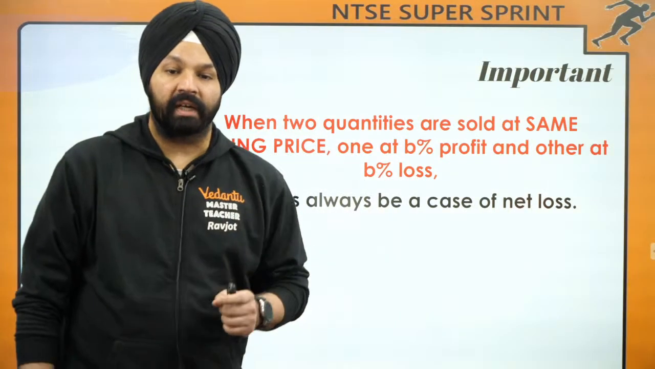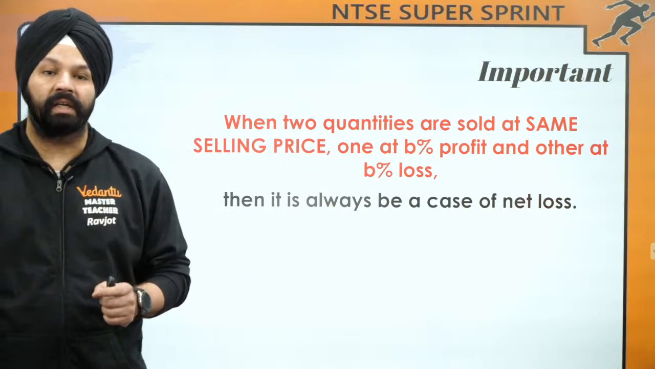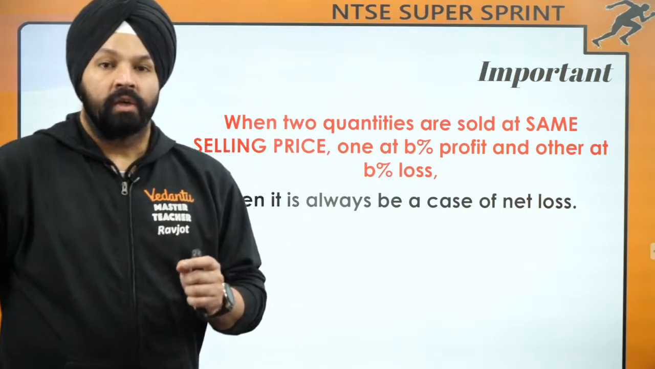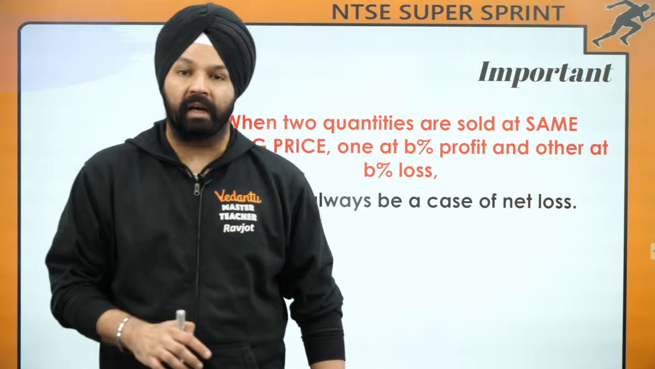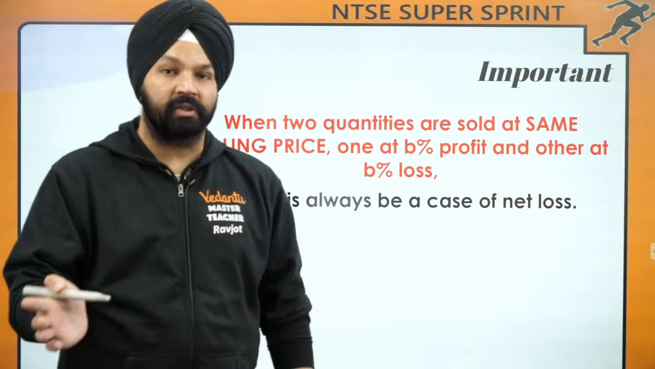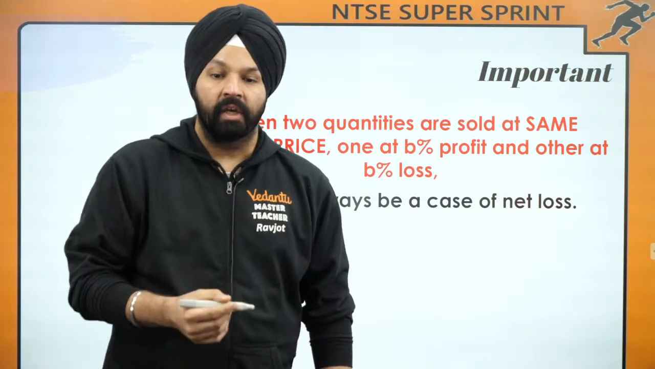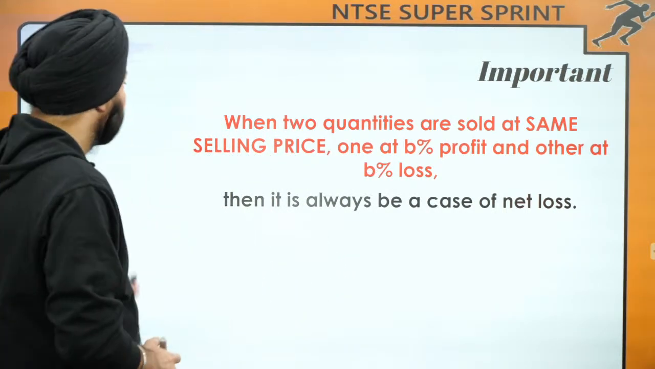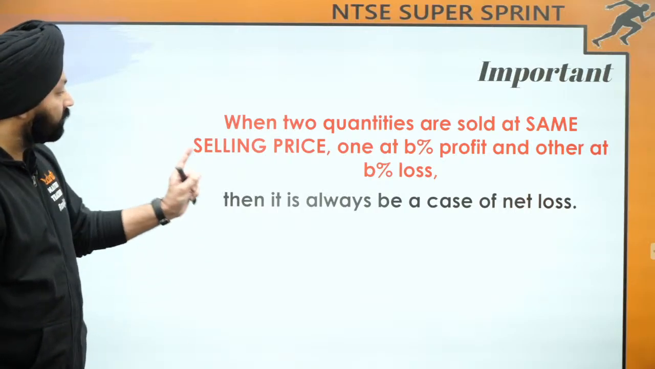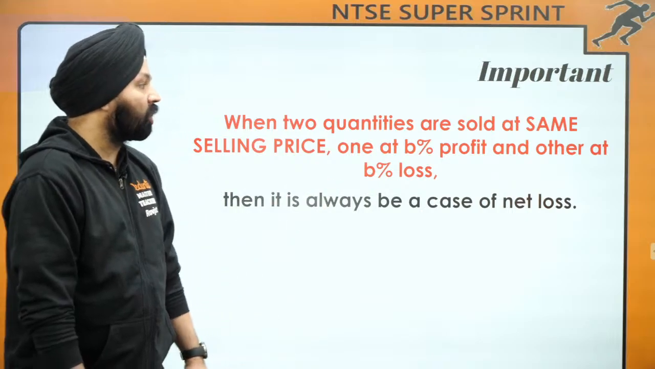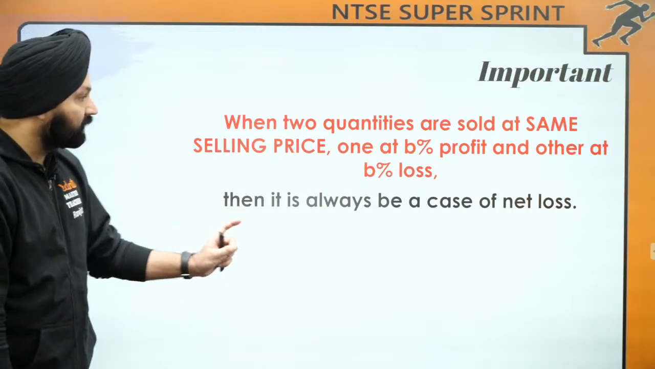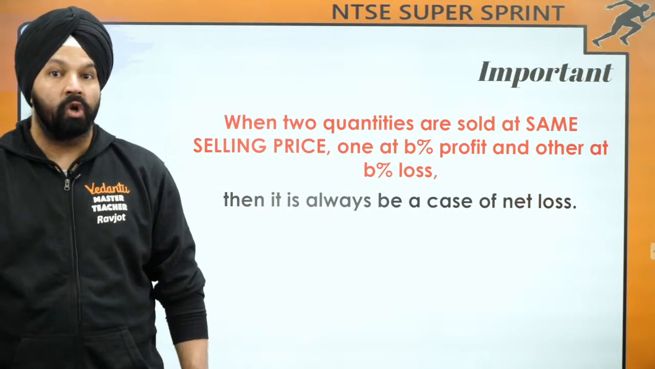Okay, I am starting with the basic funda concerning cost price and selling price, which is an important part of the NTSE exam. They may ask you a question in mathematics, they may ask you a question in mental ability. So let's explore how to go about it. What is the case? The case is when two quantities are sold at the same selling price, one at B% profit and the other at B% loss, then it is always a case of net loss.